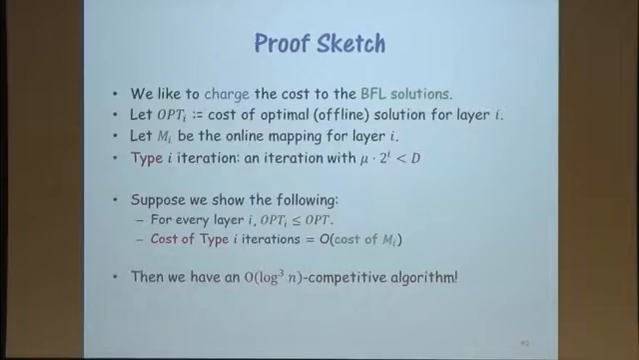Now, how I'm going to prove this is by proving two facts. First, opt sub I for every layer is a lower bound for the optimum solution to the Steiner Forest. This will be easy if we prove it by picture. Next, the total cost of type I iterations is closely related to the cost of my mapping in every layer. Note that if I can prove these two, then I'm done. Then I have a log cube competitive algorithm.